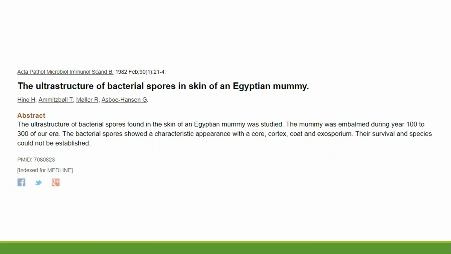Amazingly, spores can hang around for a very, very long time. This research analyzed what is called the ultrastructure of cells, and that just means the subcellular level structure. So maybe what's inside of the cell. And what they found were intact bacterial spores in the skin of an ancient Egyptian mummy. And they showed that the bacterial spore had characteristic appearances with an intact core, a cortex, a coat, the exosporium, or the outer layer of the endospore coat.